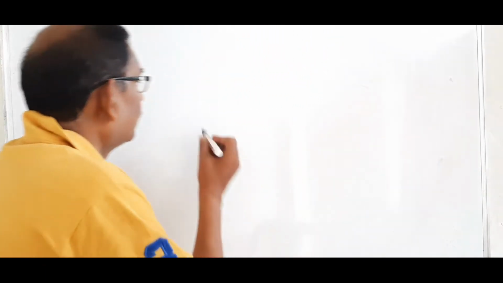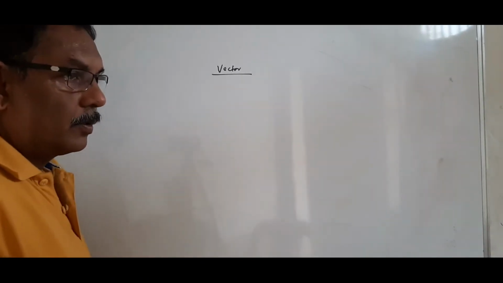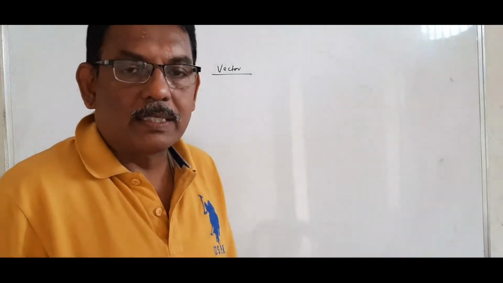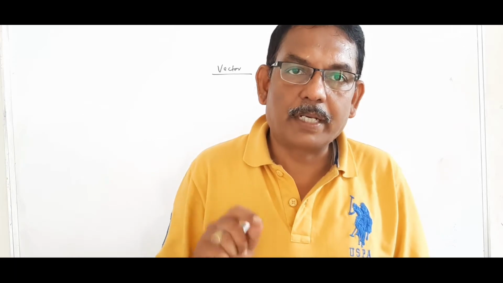The first topic is vector. So now let us discuss what scalar quantities and vector quantities are. You know that scalar quantities are those quantities which have only magnitude but no direction, like length, distance, speed, temperature. These are scalar quantities. But what is a vector quantity? Vector quantities are those quantities which have both magnitude and direction. Also, they obey the law of vector addition.